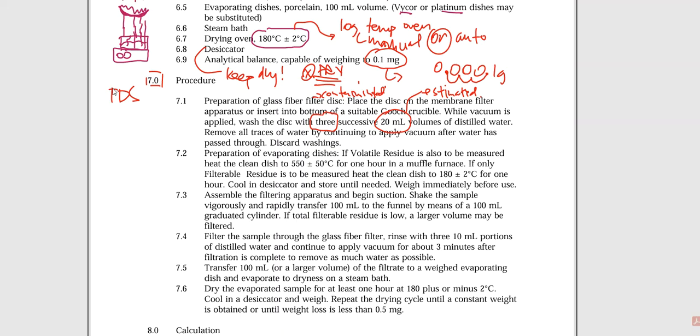All right, so 3 successive 20 milliliter volumes of distilled water. And then it just says apply the vacuum. So there's going to be some residual water that's left over in that filter paper. If you keep that vacuum on, the purpose of that vacuum is to completely pull out as much water as it can. So if you leave the vacuum running for a little bit, it can help dry that paper out much faster.